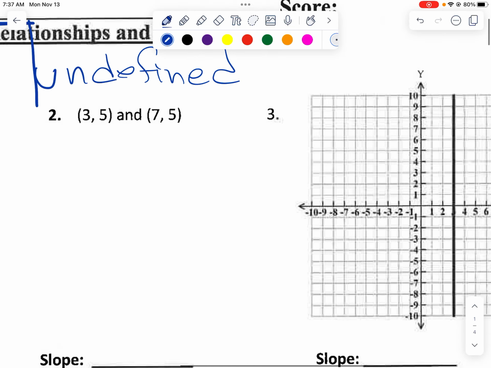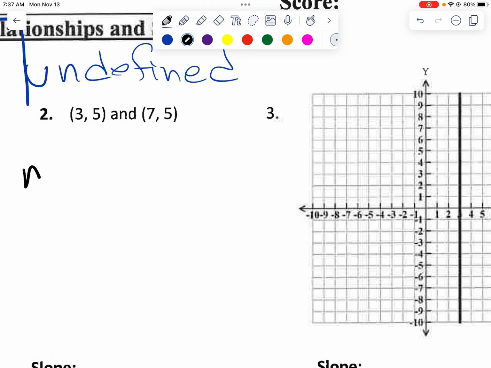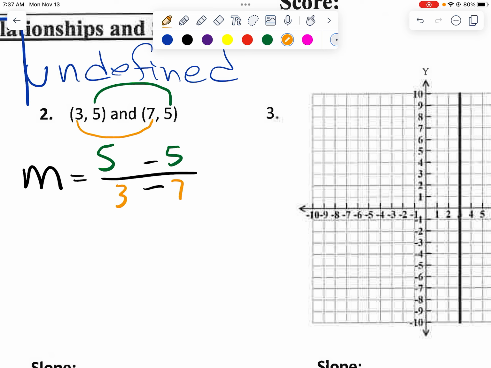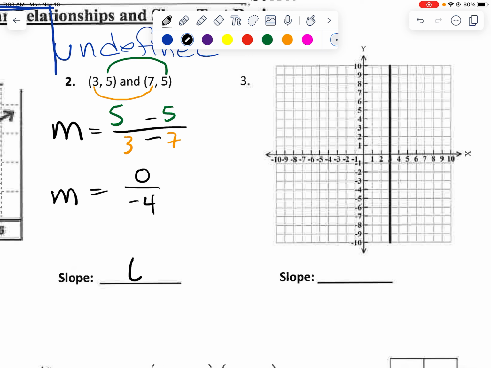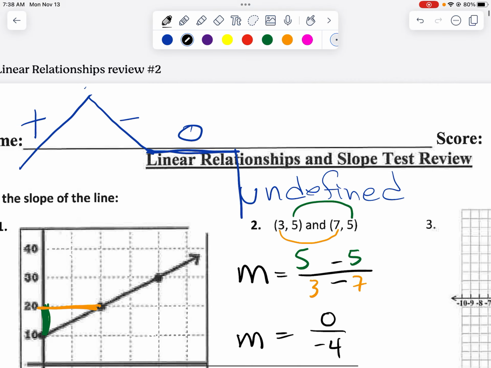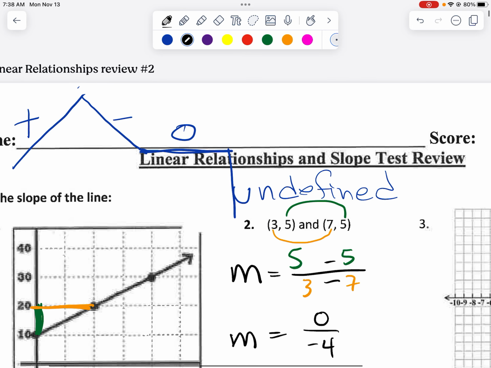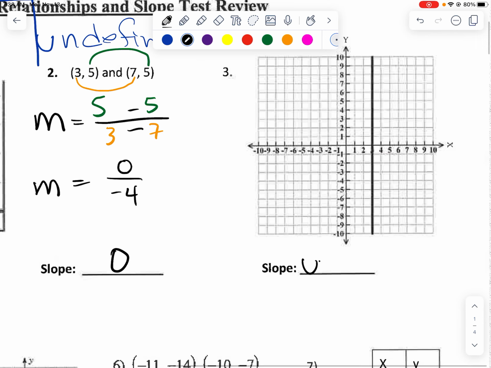On this one right here, I look at these two, 5 minus 5. I look at these two, 3 minus 7. When I subtract that, I get 0 over negative 4. 0 divided by any number except for 0 is 0. A line that goes like that, well, look at this right here. Doesn't it say if it's a vertical line that it's undefined? So your answer is undefined.